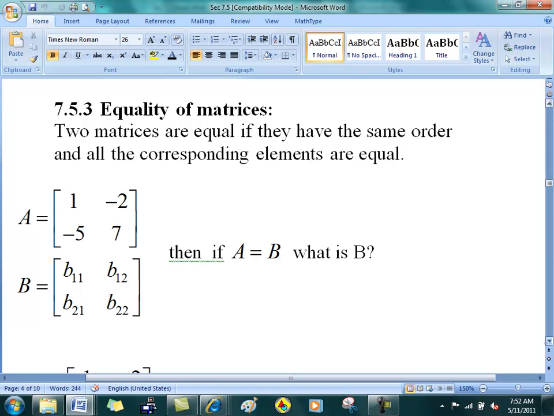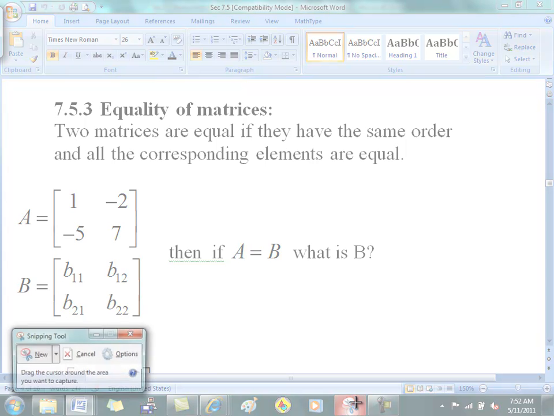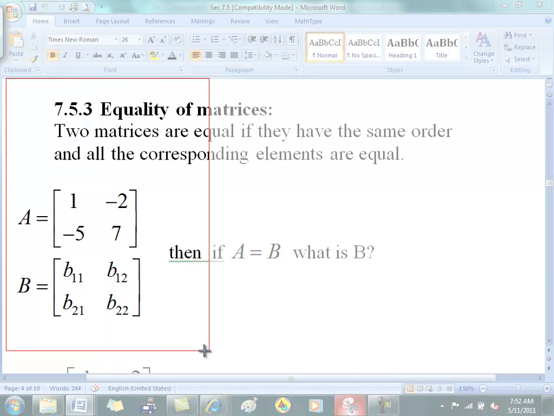So two matrices are equal only if they have the same order. So in other words, you can talk about a 2 by 2 matrix being equal to another 2 by 2 matrix. It can never ever be equal to a 3 by 3 matrix. Okay? So for two matrices to be equal, they have to have the same order. And in addition, the corresponding elements have to be equal as well.